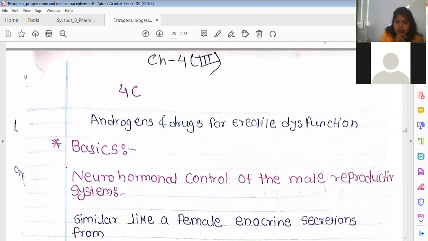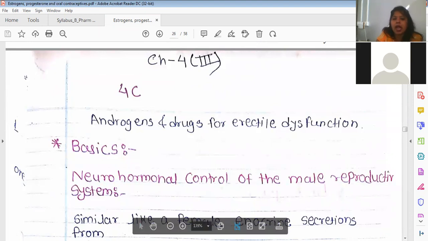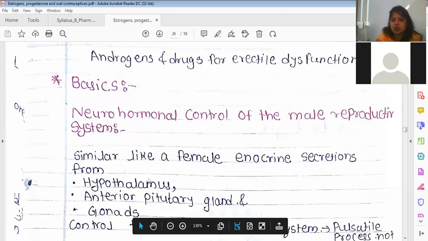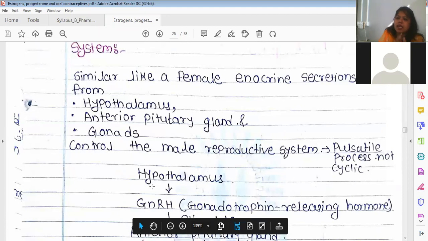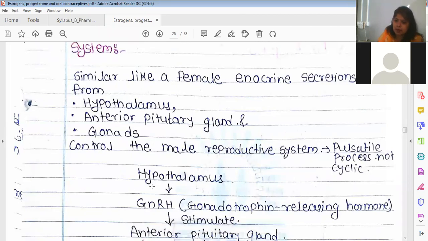All of you clear on the estrogen derivative? Anyone have any doubt? Then I will give you the androgen derivative notes. It is similar to the female characteristics, the female reproductive system. It is similar with the male reproductive system. All of you read. If you have any doubt, you may ask.